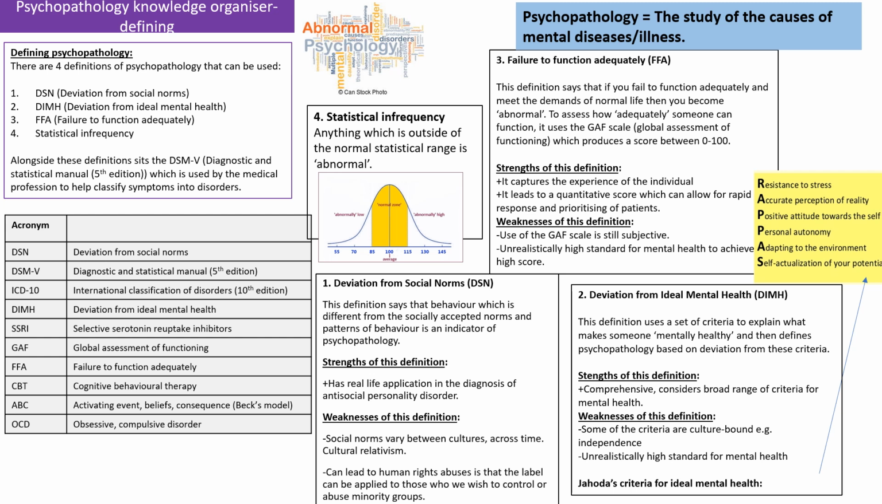So the final one, the 4th and final definition that we're going to be looking at today is deviation. So there's that word again, deviate or differ from. Deviation from ideal mental health. And it basically says, well, if this is what an ideally mentally healthy person looks like, the characteristics that they have or the criteria that they have to be mentally healthy, if somebody differs from that or deviates from that on any of the criteria, then they must have an abnormality.